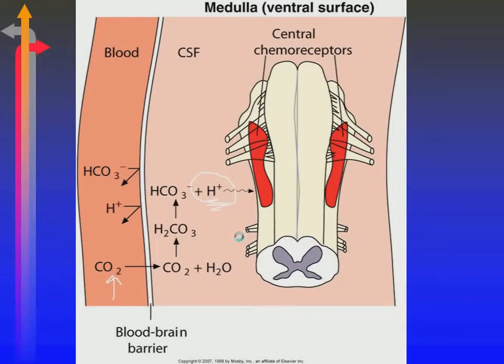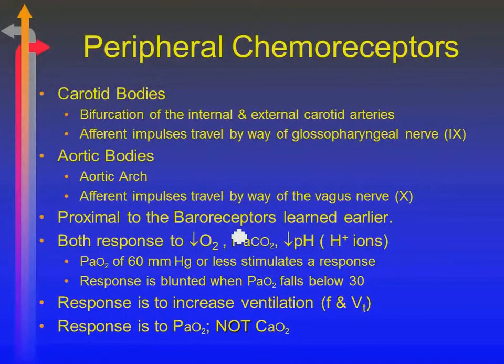Then there's the peripheral chemoreceptors, and we've talked about these previously. They're located in the carotid artery, at the bifurcation of the internal and external carotid arteries, and in the aortic arch. Carotid bodies travel back via the glossopharyngeal nerve. For the aortic bodies, the impulse travels back via the vagus nerve. And they're near those baroreceptors that look at pressure, but these are ones that respond to oxygen, CO2, and pH.